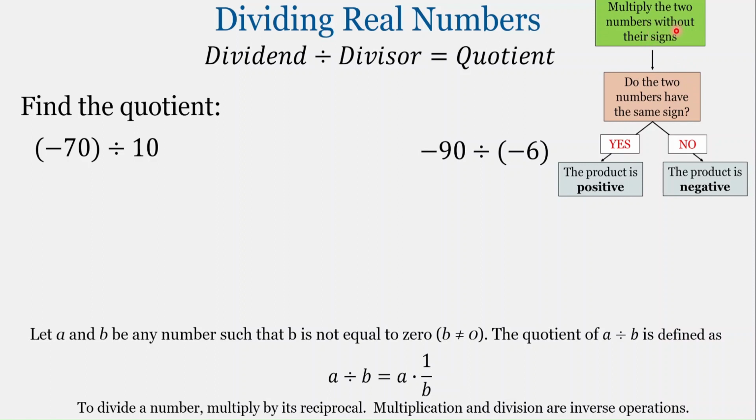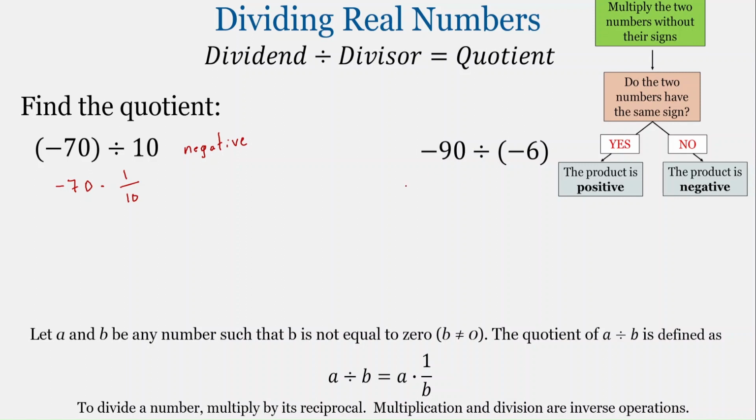So when we were multiplying two numbers, if the numbers had the same sign, then the product was positive. If the signs were different, the result would be negative. So converting these two examples to multiplication, I would have negative 70 times 1 over 10. The reciprocal of 10 is 1 over 10. So I have a negative times a positive. So the answer here will be negative. The signs are different.